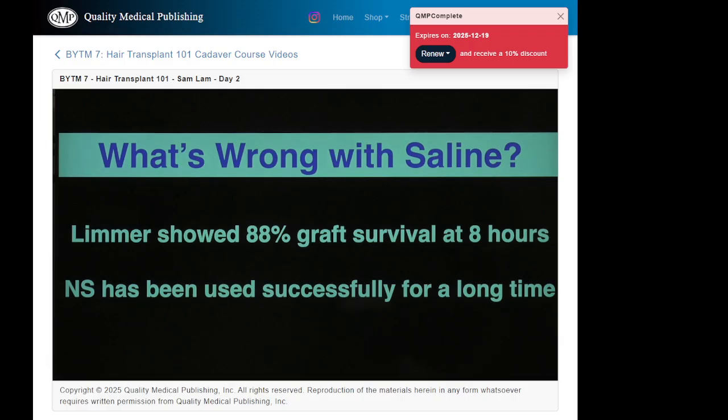Limmer, back in the days of just doing strip cases in the late 1980s, showed that there was a huge survival of grafts in saline. In fact, for many years I used saline and got pretty good results. So it's not a bad thing to use saline. If your staff or you're using it, it's not necessarily wrong. However, normal saline has maybe some risk.